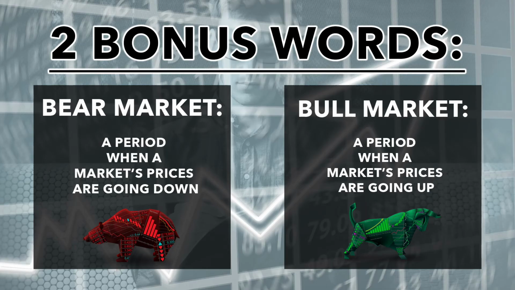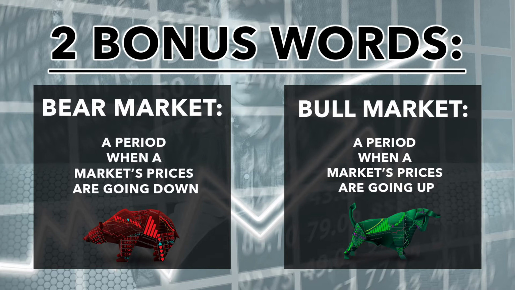Okay, so just because I thought this lesson was super useful, I have decided to add 2 bonus words to this lesson. So altogether, you will learn 12 financial words to help you increase your business English vocabulary. The next 2 words are partners. They go together. The words are bear market and bull market.